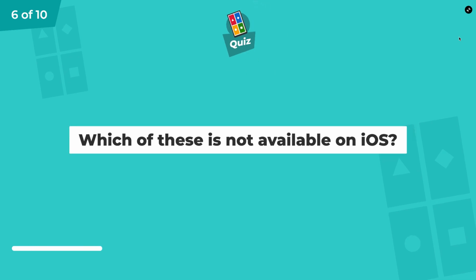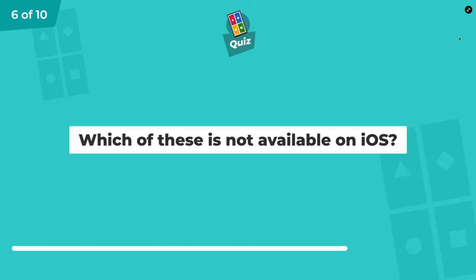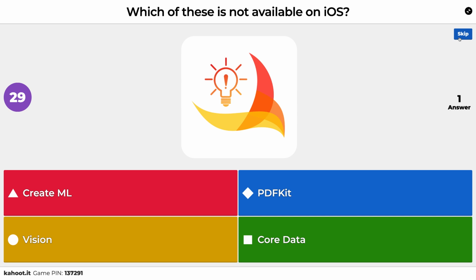Question 6. Which of these is not available on iOS? Is it CreateML? Is it PDFKit? Is it Vision? Or is it Core Data? Is it the machine learning framework, the PDF framework, the camera analysis framework, or everyone's favorite object framework for storage of stuff? Core Data, if you weren't sure. CreateML, PDFKit, Vision, or Core Data. You have 5 seconds. Make your choice now.